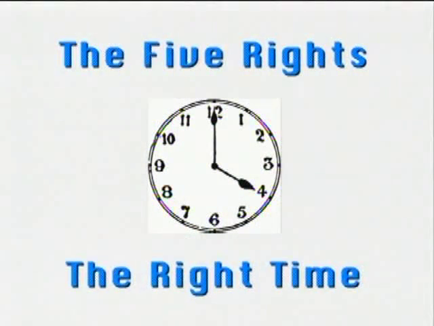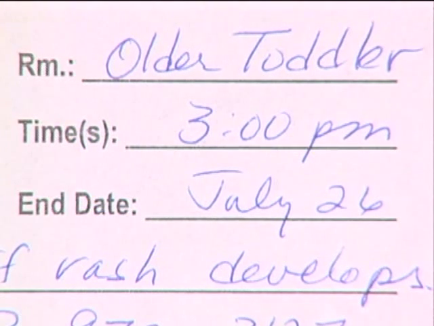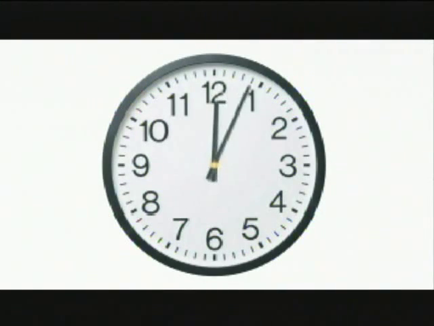Fourth is the right time. Check the medication log for the time when the medication should be given. Check to see if the medicine has already been given for the current day. And plan so the medication will be given up to 30 minutes before or 30 minutes after the scheduled time. In some cases, you may need to contact the parents to find out when the medication was last given at home.